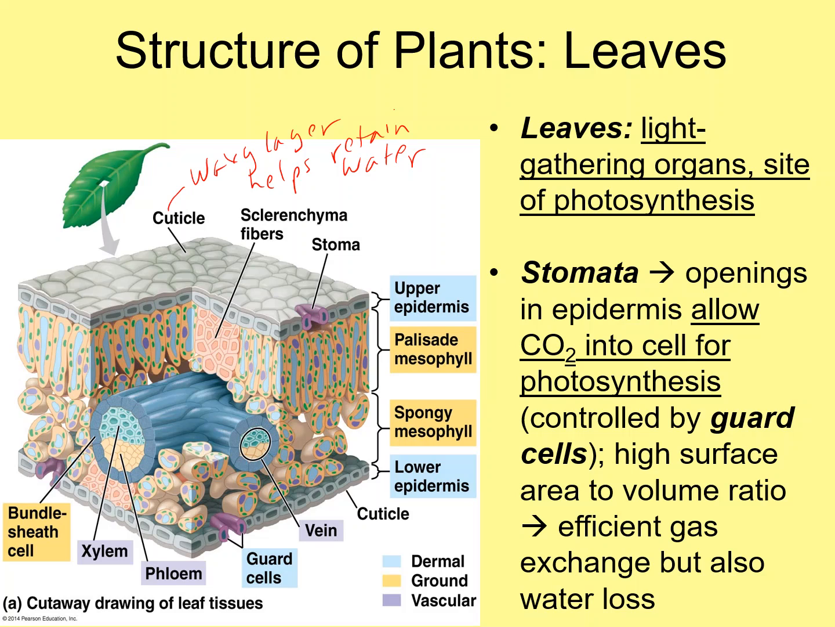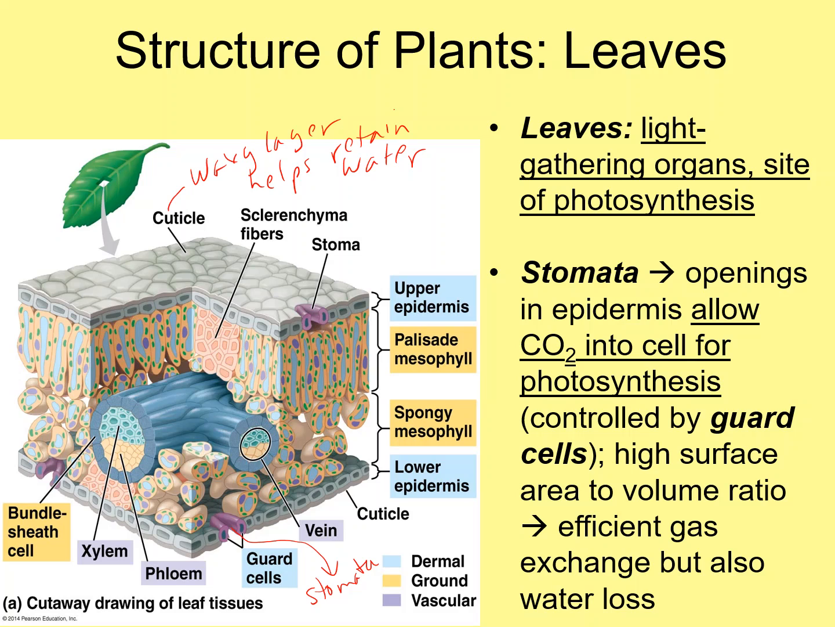And that, of course, is those openings that are allowing carbon dioxide to come in, also allowing oxygen to leave, because we know oxygen interferes with the Calvin cycle, right? And so you don't want oxygen to build up in the tissue in the plant to too high of a level, because it'll interfere with photosynthesis. So you want to be able to get rid of that.